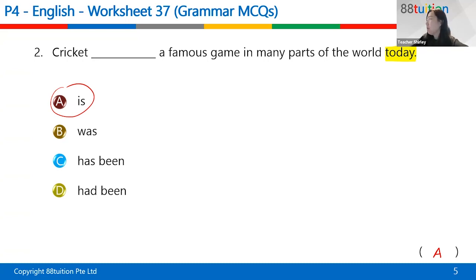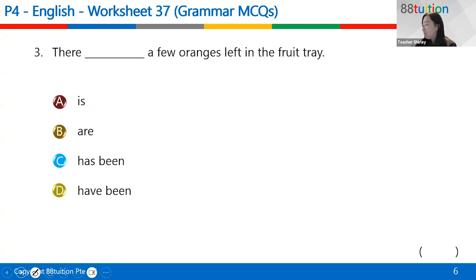Just like, for example, dogs are man's best friend. We always consider dogs as man's best friend. So we don't say dogs were man's best friend because it's still a fact, a commonly known idea or information, right? Now, next question.